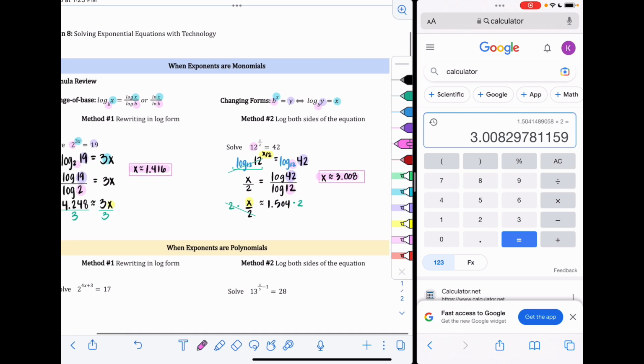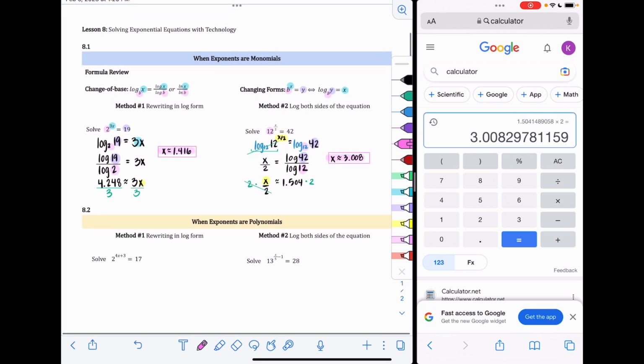Okay, so looking at those two problems as a whole, like I said, method 1, you were rewriting in log form to get x by itself eventually, and then method 2, you were logging both sides. We could have done either problem with either method and gotten to the correct answer, so it really just comes down to personal preference.